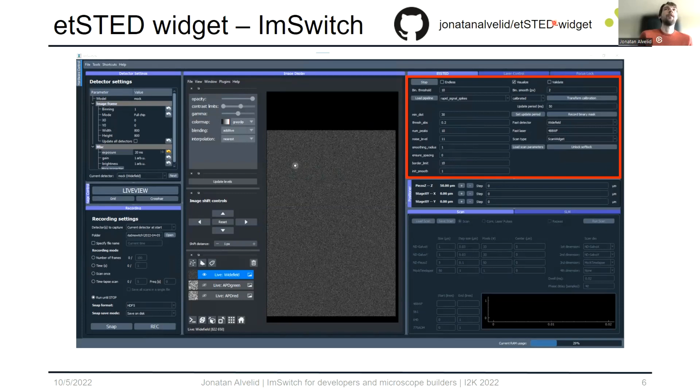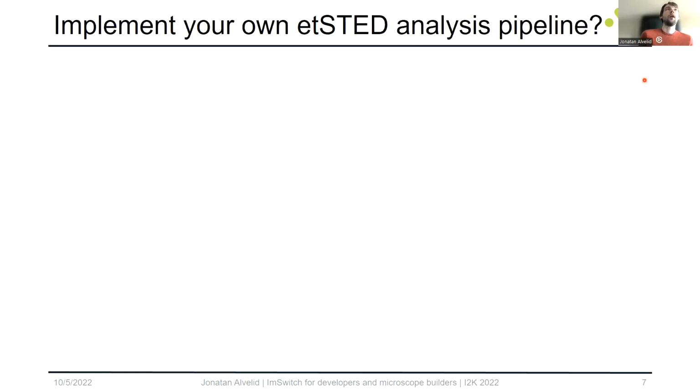I should also mention briefly that this is available in a separate repository on GitHub, as well as being implemented in the main ImSwitch repository. But here you can find some additional information on how to control and how to modify this to your liking. And I would also like to mention, how would you go about implementing your own analysis pipeline?